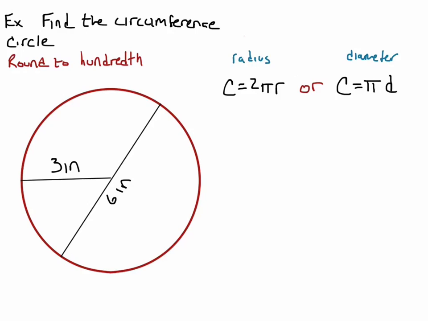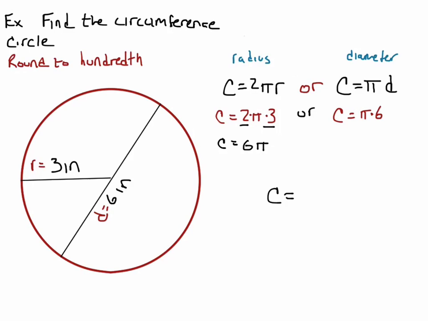Two times pi times what is with the radius? It's 3. So we're multiplying these things. Or the diameter. So this is R and this is D. So it would be C equals pi D. Well, let's plug that in. 6. And look what happens, though, real quick. 2 times 3. So C equals, that becomes 6 pi. It's the same thing. So the answer is here, 18.84. Okay?